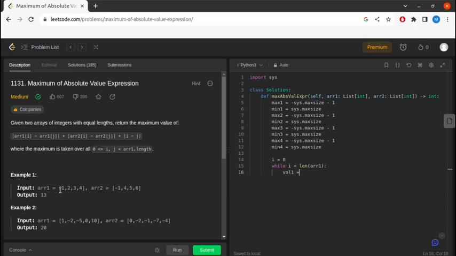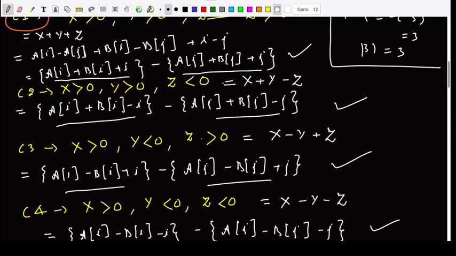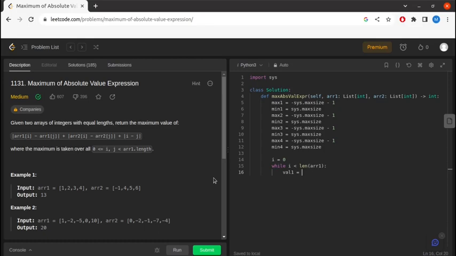So val1 is basically equal to, what was our expression? Let us switch back to our expression just to see the values. So here, the first expression was this, and the values are ai, bi, the summation of ai, bi, and i. Okay, so let me go here. So val1 is arr1[i] plus arr2[i] plus i, right?